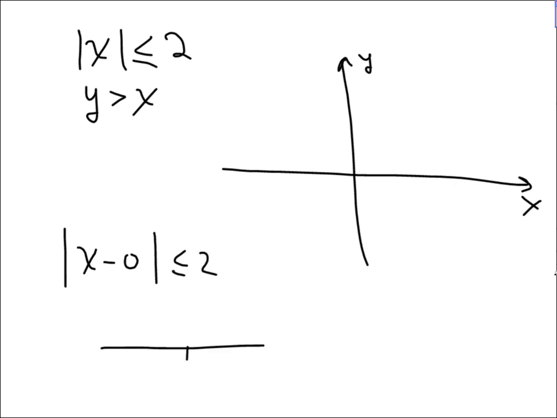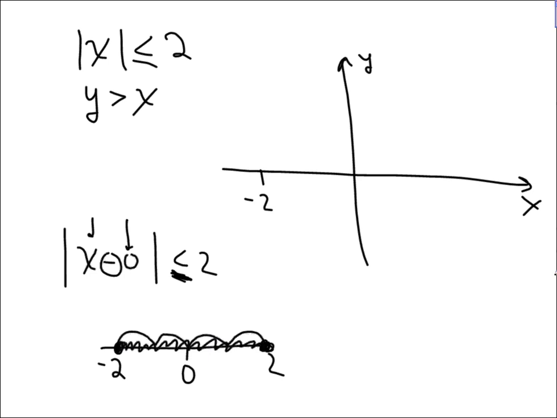Here's a number line. Here's 0. The distance between 0 and x is less than or equal to 2. So x cannot be more than 2 to the right. It cannot be more than 2 to the left. It can be exactly 2 because of the equals. So x can be in between negative 2 and 2, including the endpoints. Here's negative 2, and here's positive 2, and x can be in between, including 2 and negative 2.